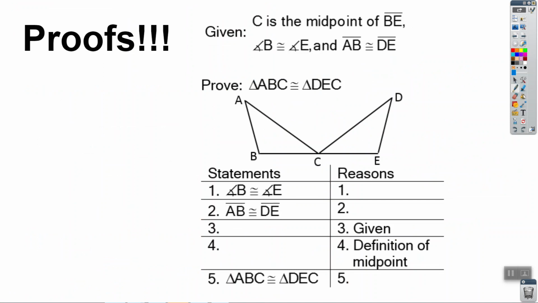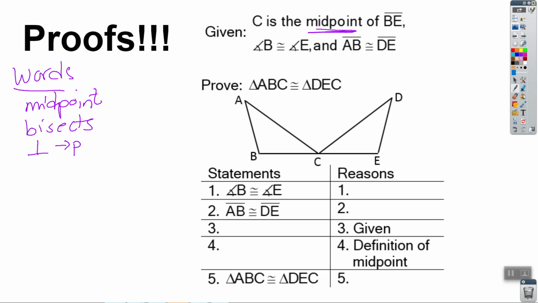But some of the things that they might tell me, they might give me some words. For example, over here they told me the word midpoint. They might also say bisects. It could bisect an angle or a side. That means cut into 2 equal pieces. It could also give me a symbol like this, which means perpendicular. Which, by the way, is my favorite symbol because it kind of tells you that it hits at 90 degrees, in case you didn't realize it.